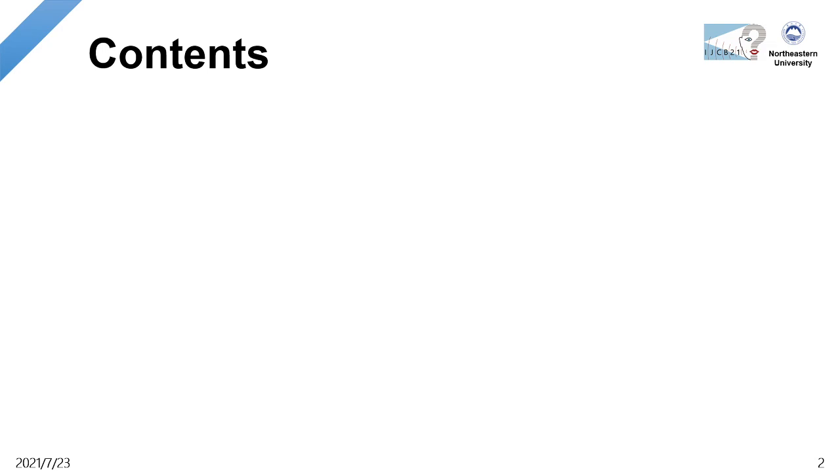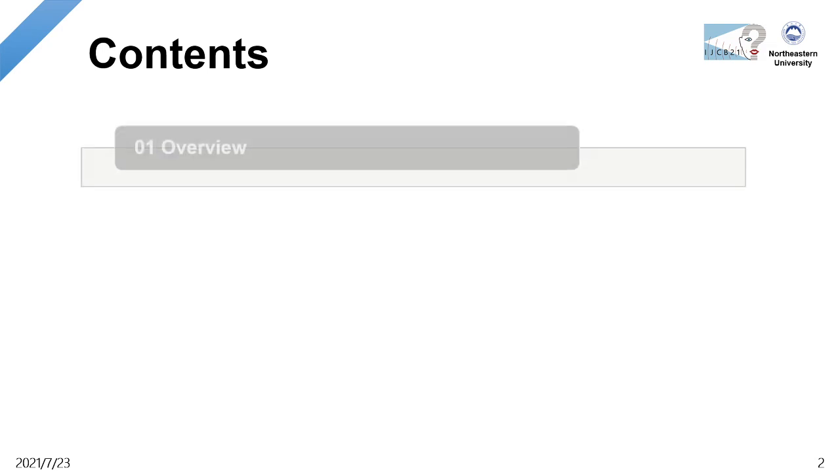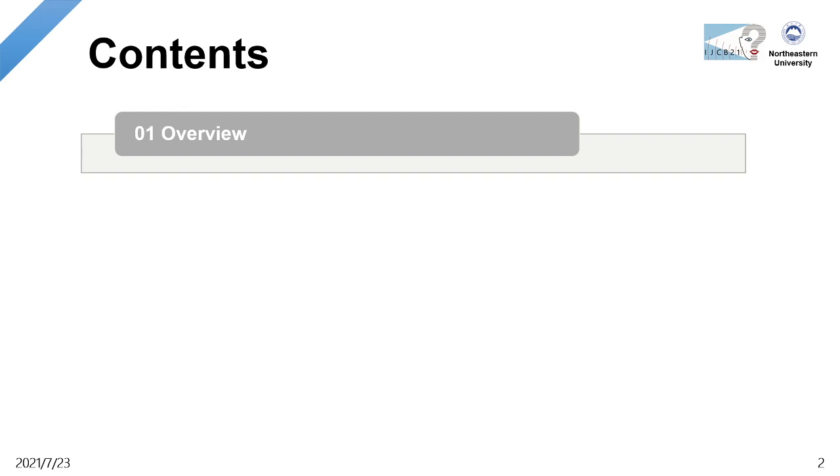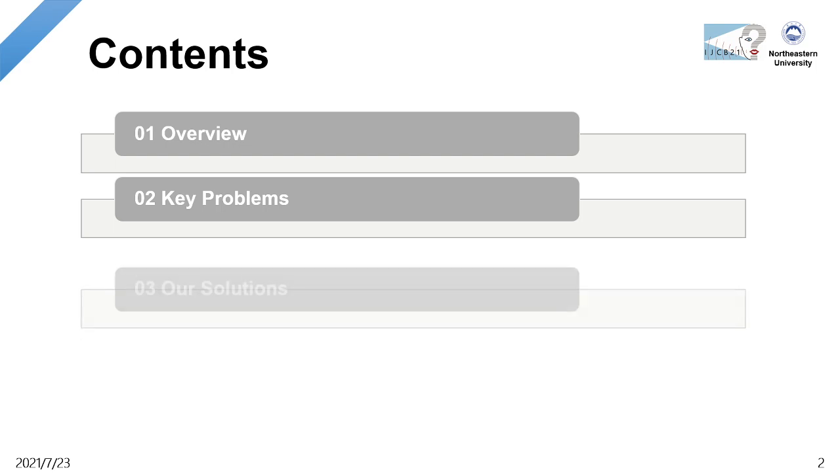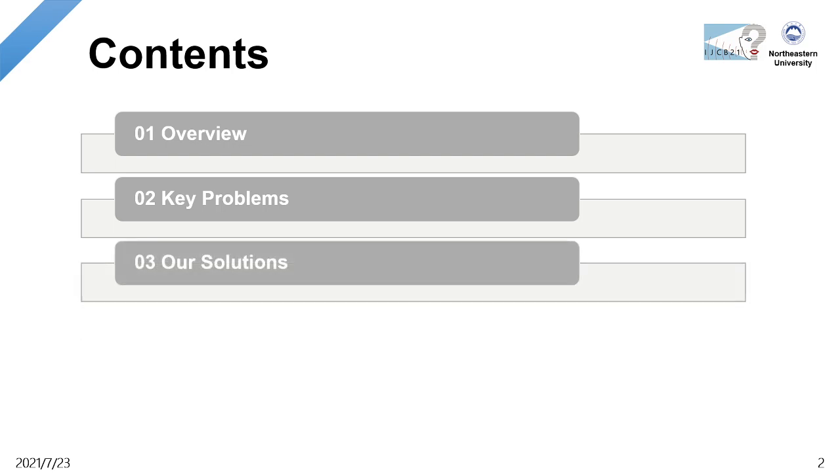Today's sharing is divided into 5 parts. The first is an overview of our method. I will introduce the overall architecture of the method we used in the competition. The second is the key problems. We have summarized 3 problems that need to be solved in this competition. We think these 3 problems are the critical point of our method. The third is our solution for the 3 problems. I will describe the detail of each solution.